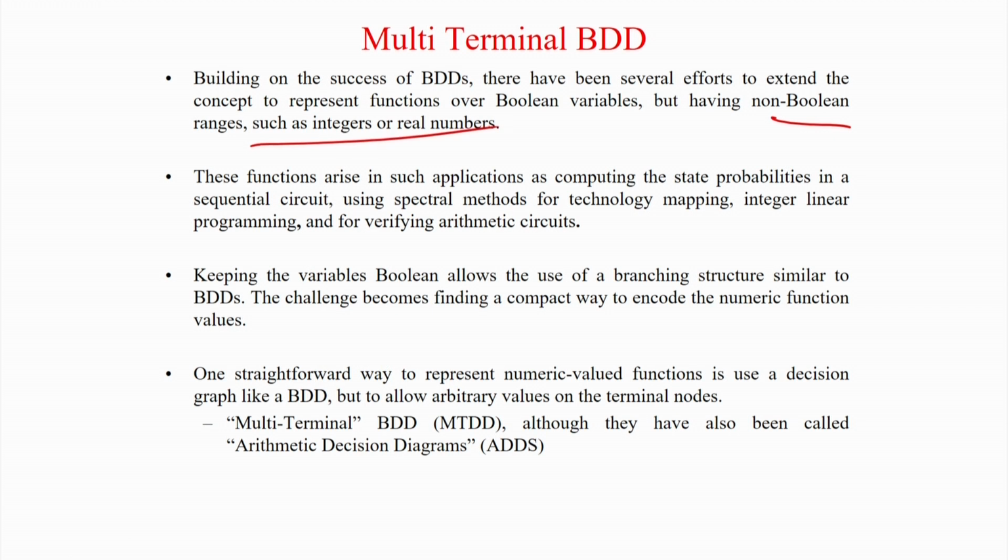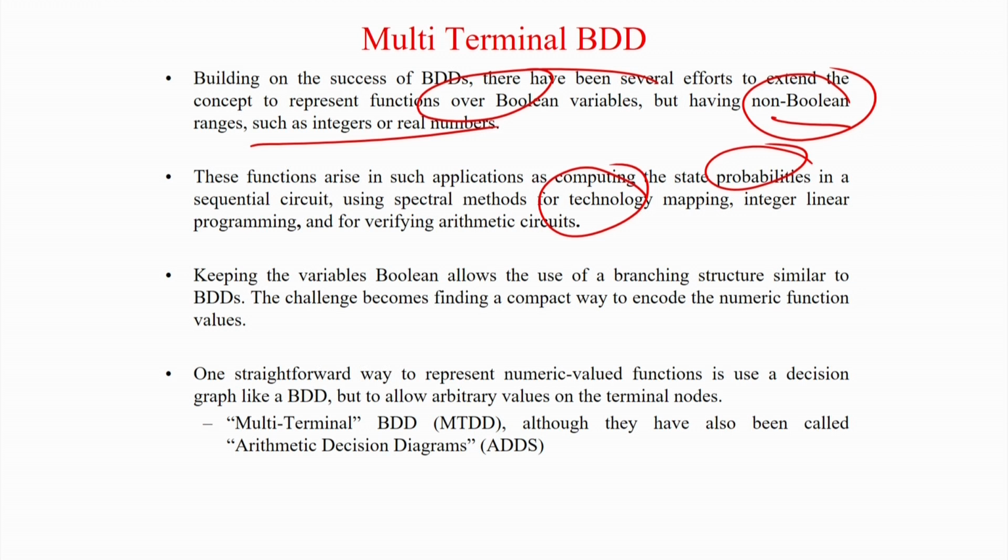BDD is very good: x1 is 0, x1 is 1, x2 is 0, 1, that is, binary enumeration of the variables will be there, but the answer may not be represented in binary. It can be 2, 3, 4, 5 or integers. That is why they call it a multi-terminal BDD. So, functions over Boolean variables, but the output is non-Boolean. They may be integers or reals. Where are they applied? In many places like probability, technology mapping, program verification, arithmetic verification, etc.